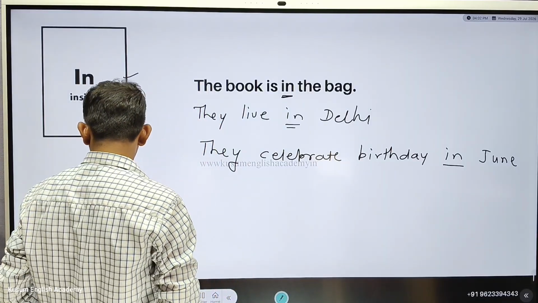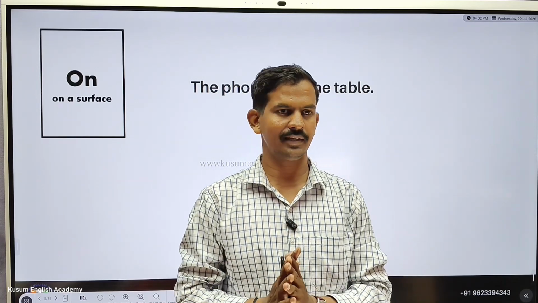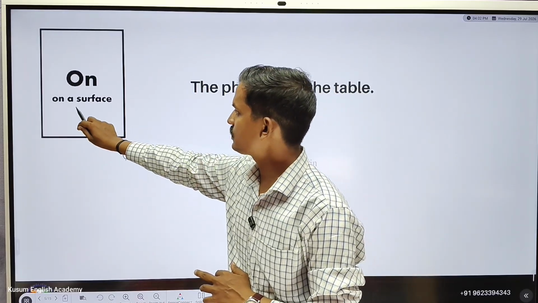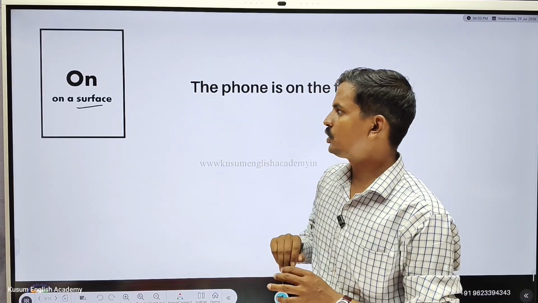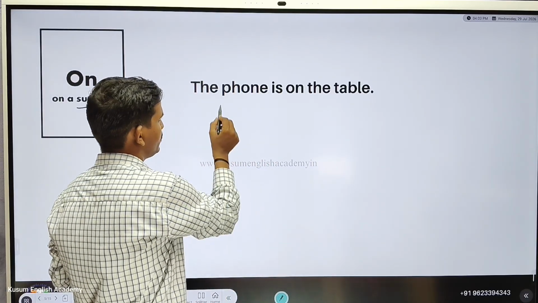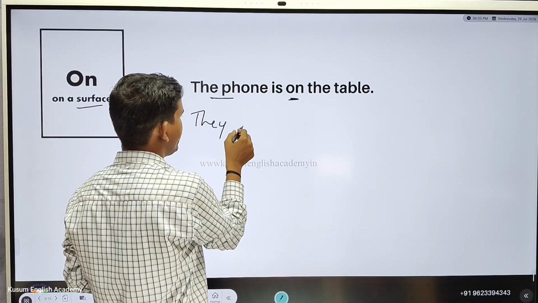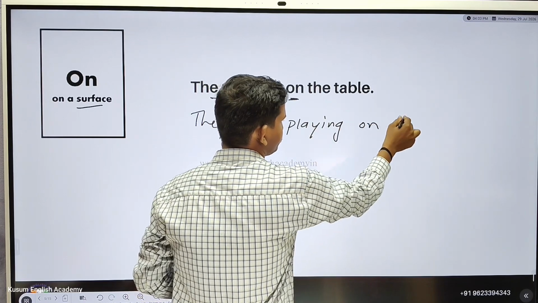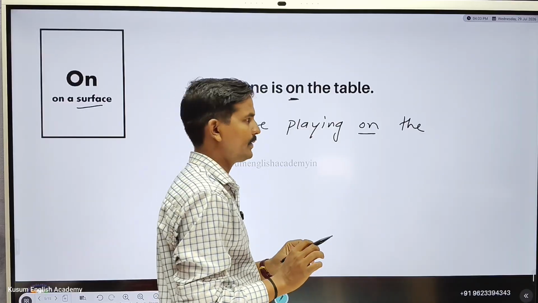Let us see another preposition, on. So "on" is commonly used in our daily speaking. It talks about a surface, right? One use is to show that something is on the surface, and another use is to talk about time also. So let us see both uses. Here you can see one example: the phone is on the table. If I say they are playing on the ground, it means something is on the surface, touching the surface, and things are happening.